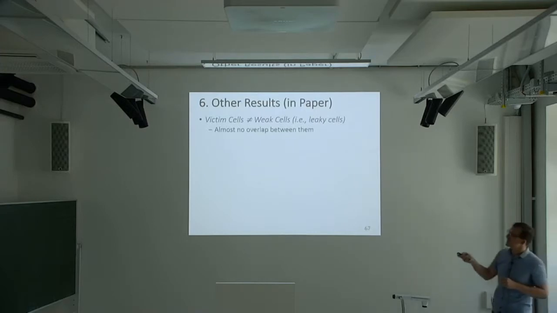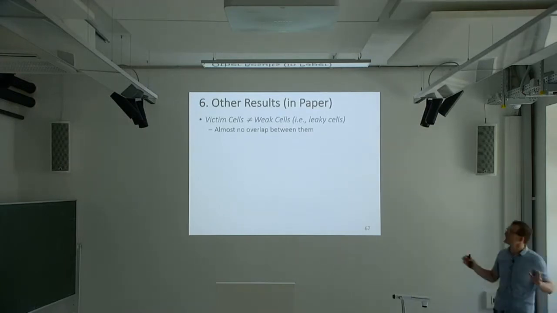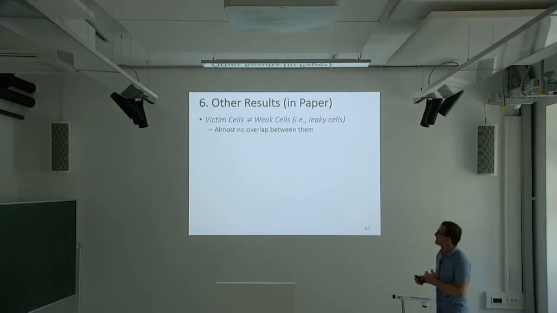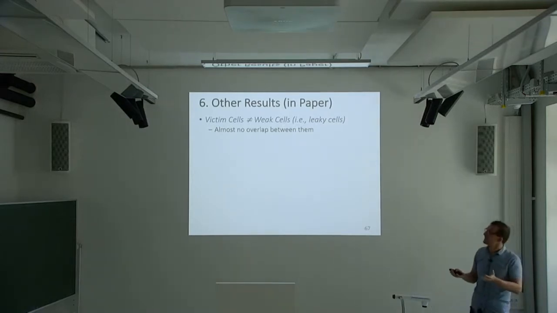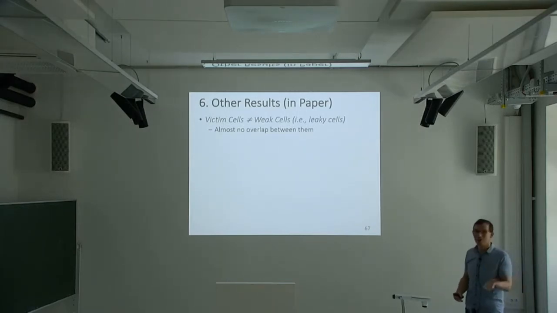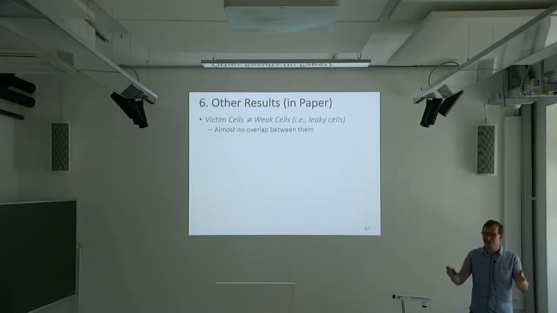Okay, there are other results in the paper which are also very interesting. So the victim cells, the cells that are vulnerable to RowHammer, have almost no overlap with the cells that are weak. Weak meaning the cells that are very leaky in terms of refresh, the cells that need to be refreshed much more often. This is interesting. Basically, this points out to the fact that these are two completely different error mechanisms, failure mechanisms. Leakage through the transistor is different from the RowHammer vulnerability. This is something we didn't completely expect, but later we got to understand that these are completely different error mechanisms.